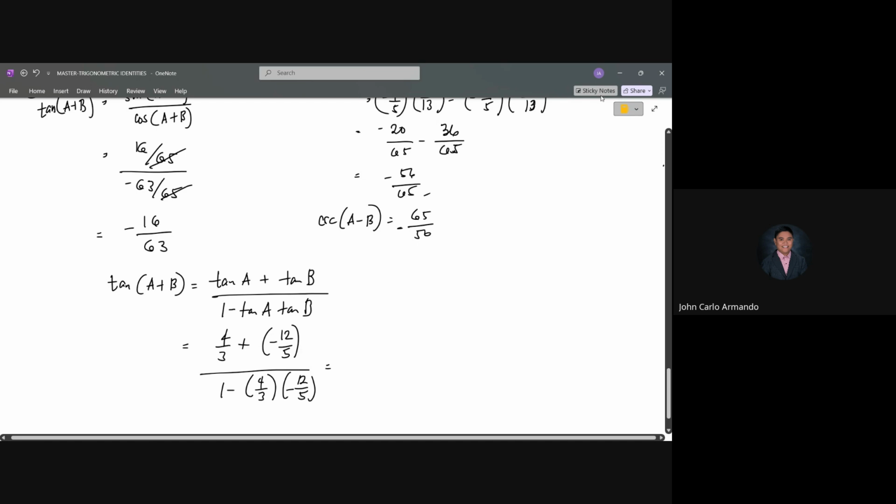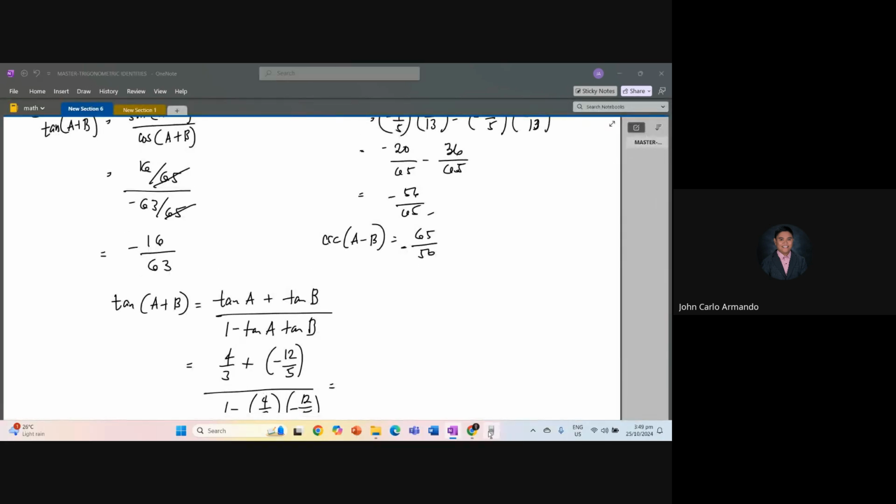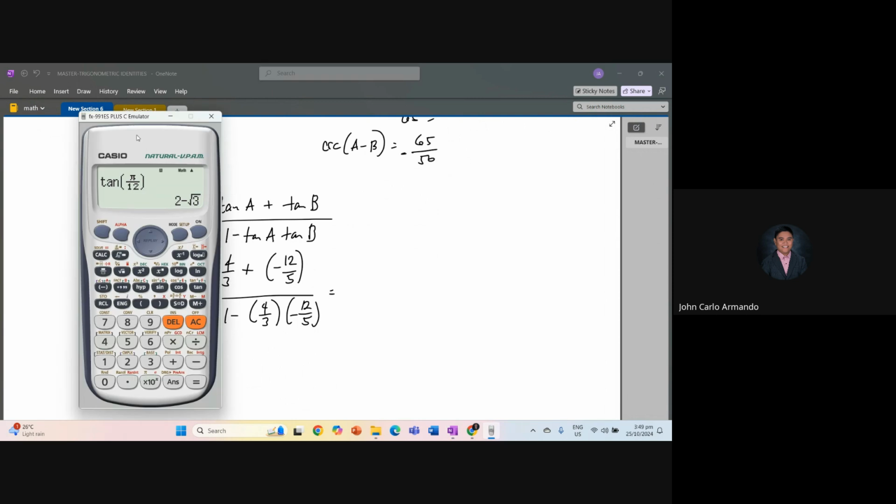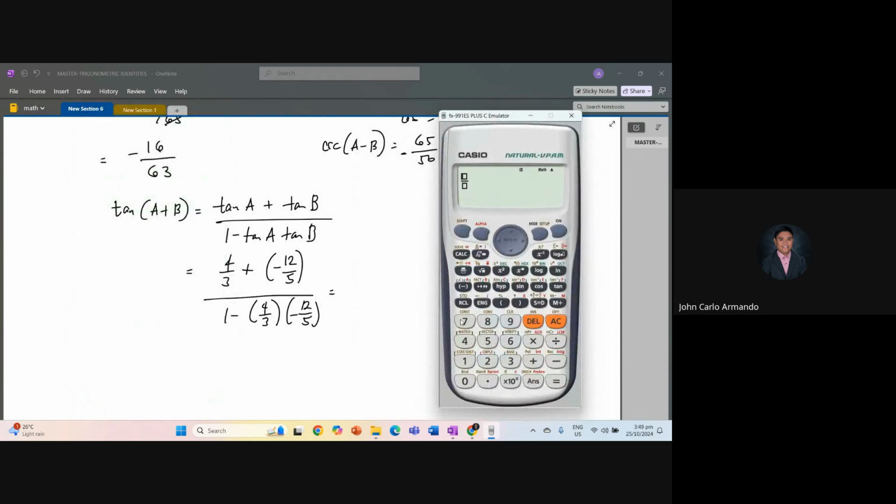So we just get our calculator. 4 over 3 plus negative 12 over 5 divided by 1 minus 4/3 times negative 12 over 5. And as you can see, the result is the same. Yeah, negative 16 over 63.